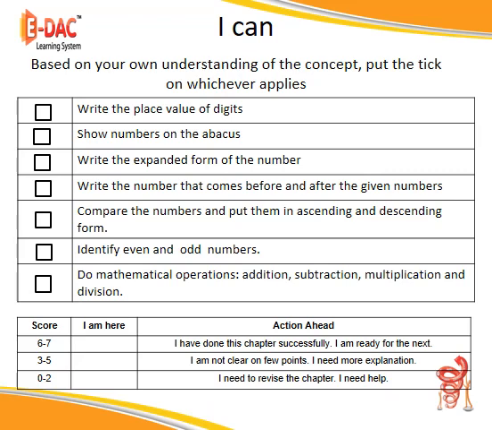In the second table, you have to score yourself. If you have done this chapter successfully and you are ready for the next, you will score yourself between 6 to 7. If you are not clear on a few points and you need more explanation, please score yourself between 3 to 5. And if you need to revise the chapter and you need help, you need to score yourself between 0 to 2.